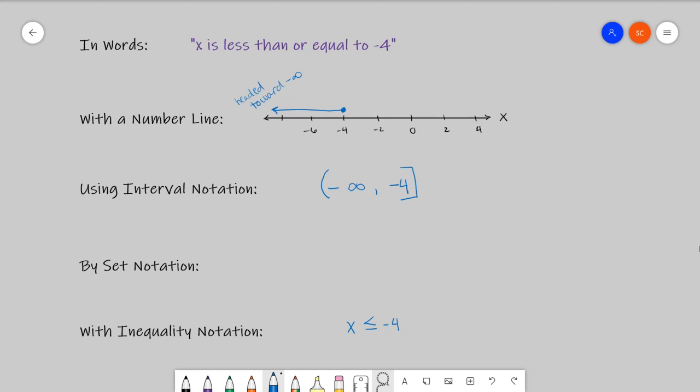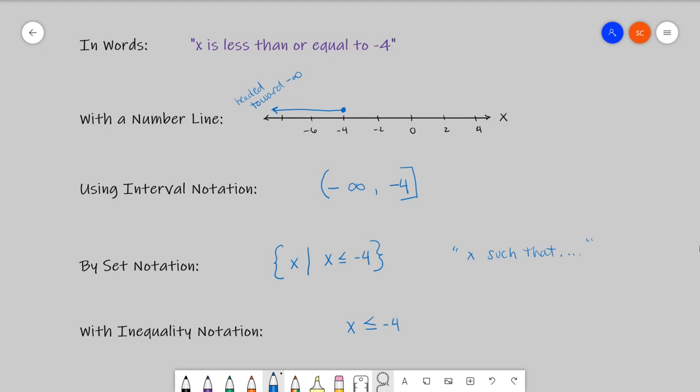Set notation is going to borrow from inequality notation, and it's going to use these braces. So there's a left brace. I'll say x such that, this is a vertical line, so again, x such that x is less than or equal to -4, and then I'll close that with a different brace. And I'm going to put that language, x such that, for how we read this.